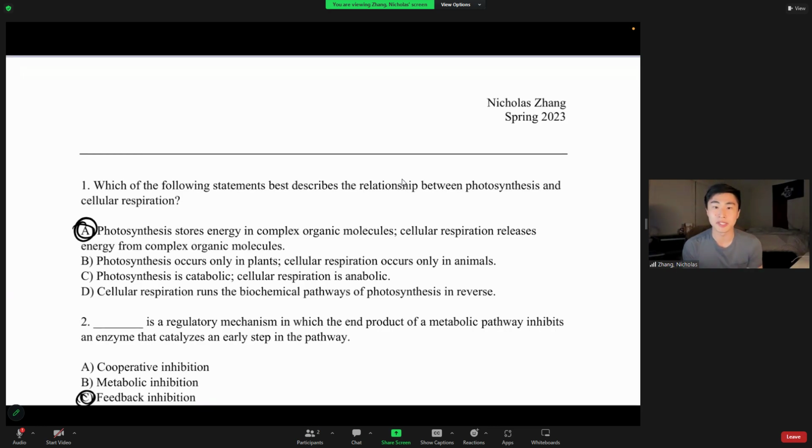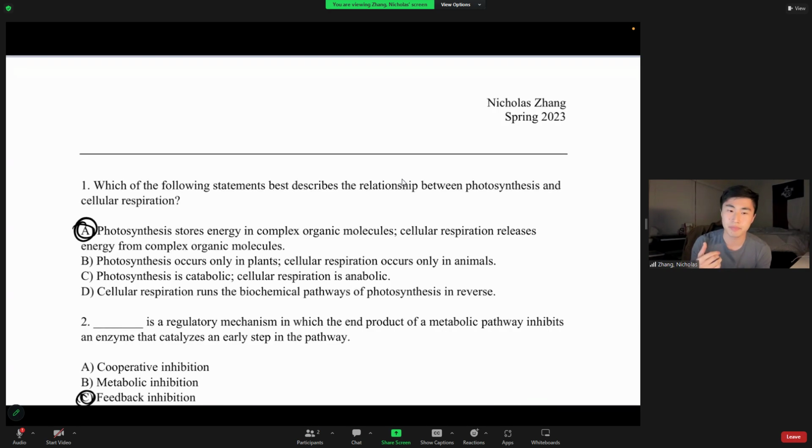So, which of the following statements best describes the relationship between photosynthesis and cellular respiration? The answer is going to be photosynthesis stores energy in complex organic molecules, while cellular respiration releases energy from complex organic molecules. Photosynthesis storing energy in complex organic molecules, basically. What we're hinting at is the production of G3P through the Calvin cycle. That's going to be shuffled into cellular respiration, probably in the middle of glycolysis, and then that's going to be oxidized and turned into more energy.